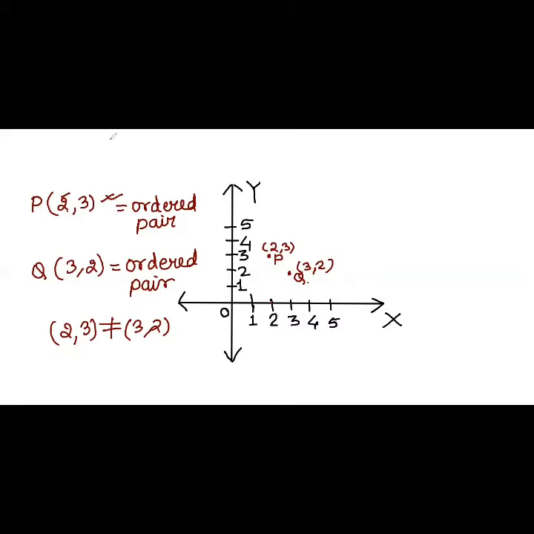equality of ordered pairs. Means how can we represent 2 ordered pairs when these 2 ordered pairs are equal? So this is the concept here. Means we will take here two ordered pairs, both are equal.